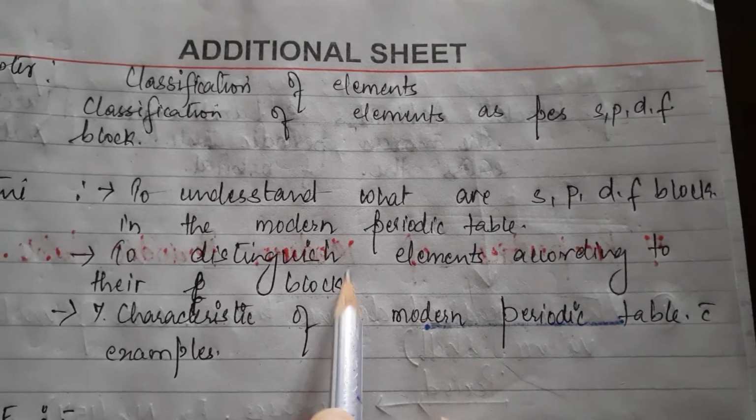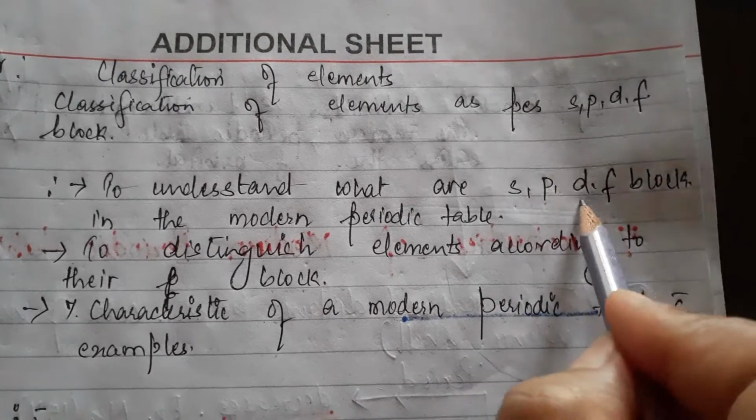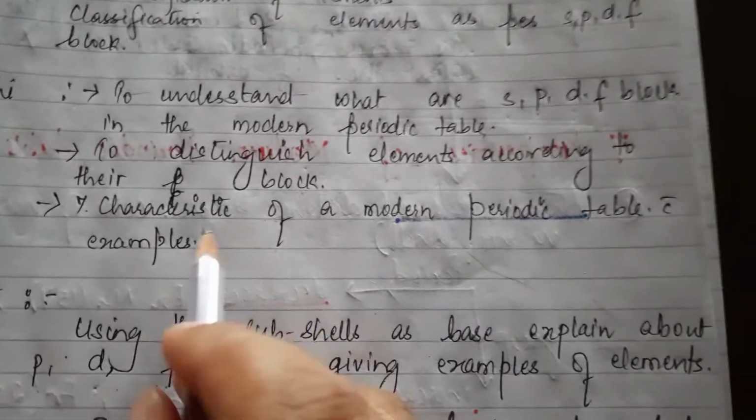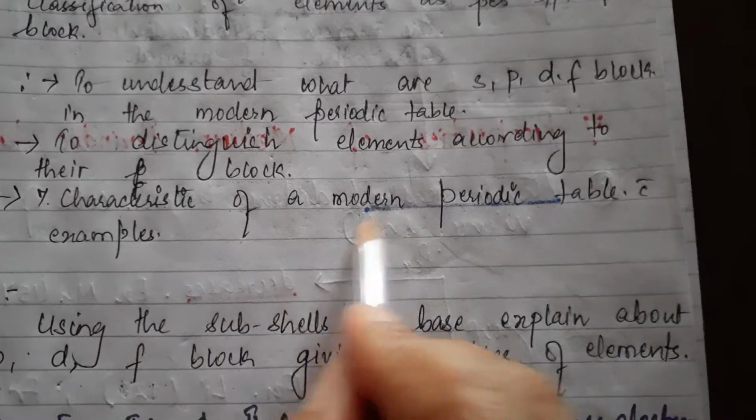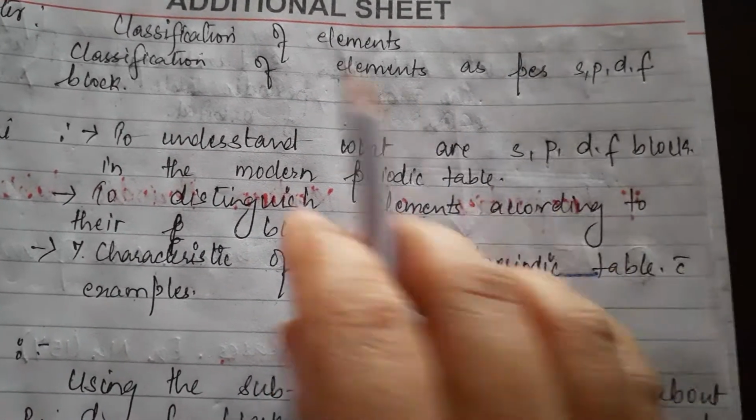how to distinguish them, how will we know which element comes under S or P or D or F block, and also we will be doing what are the characteristics of a modern periodic table. For the first part we shall be discussing the SPDF block.